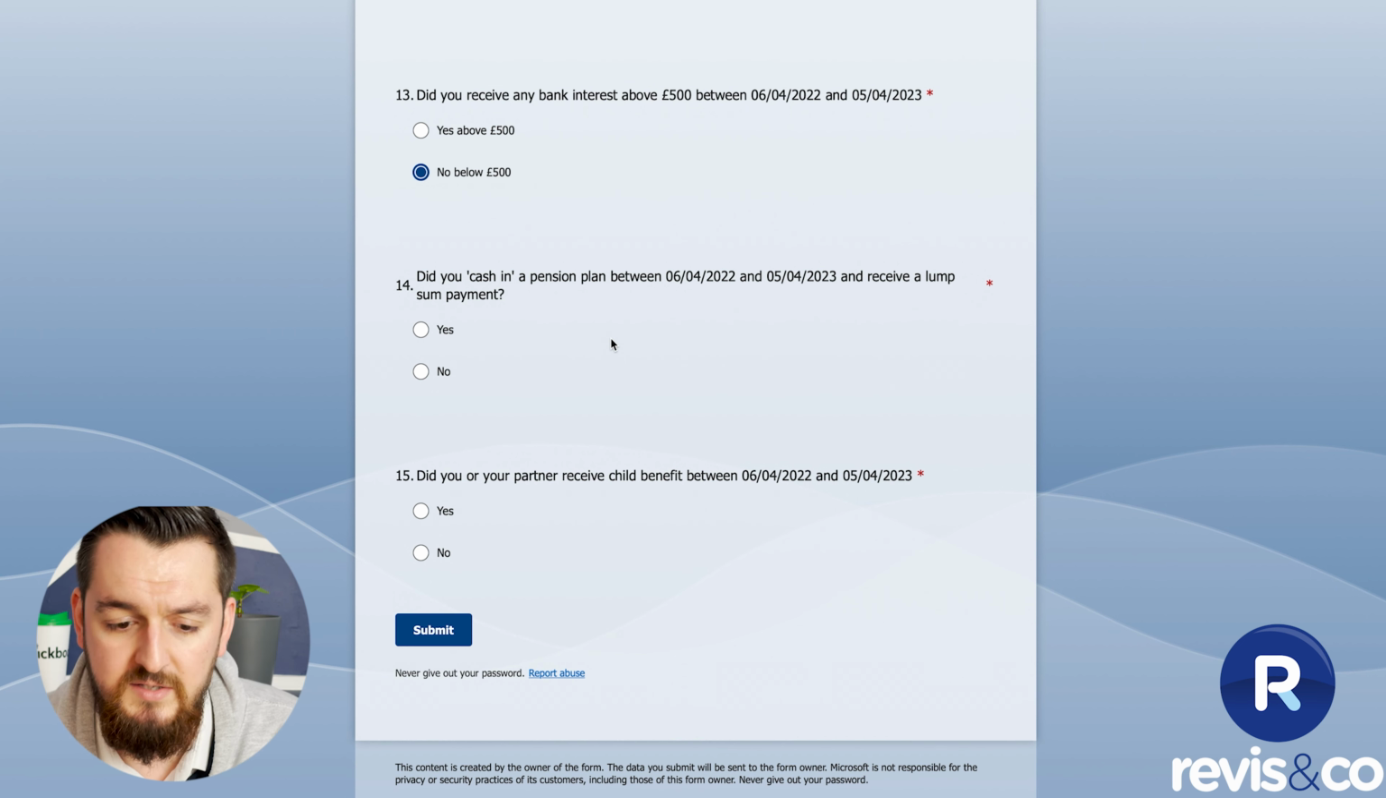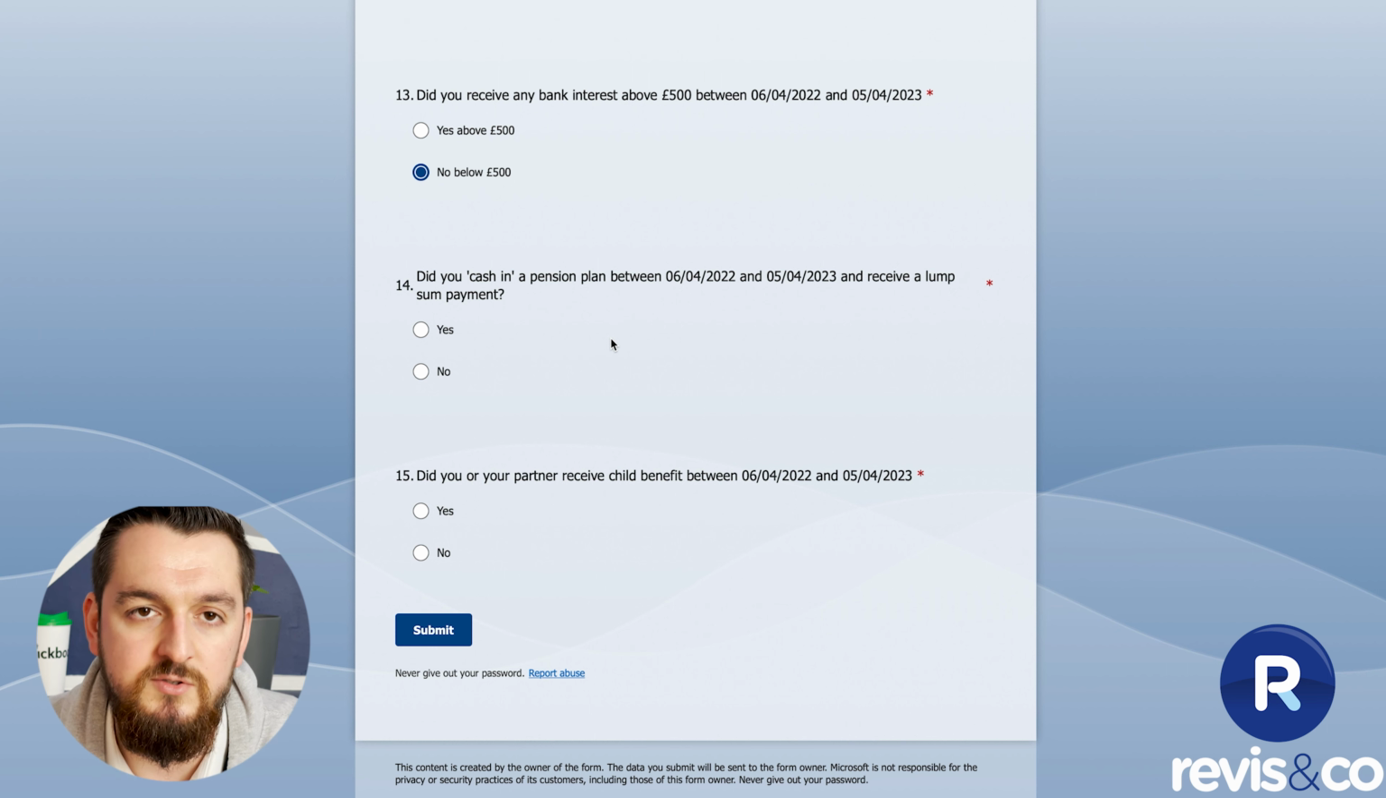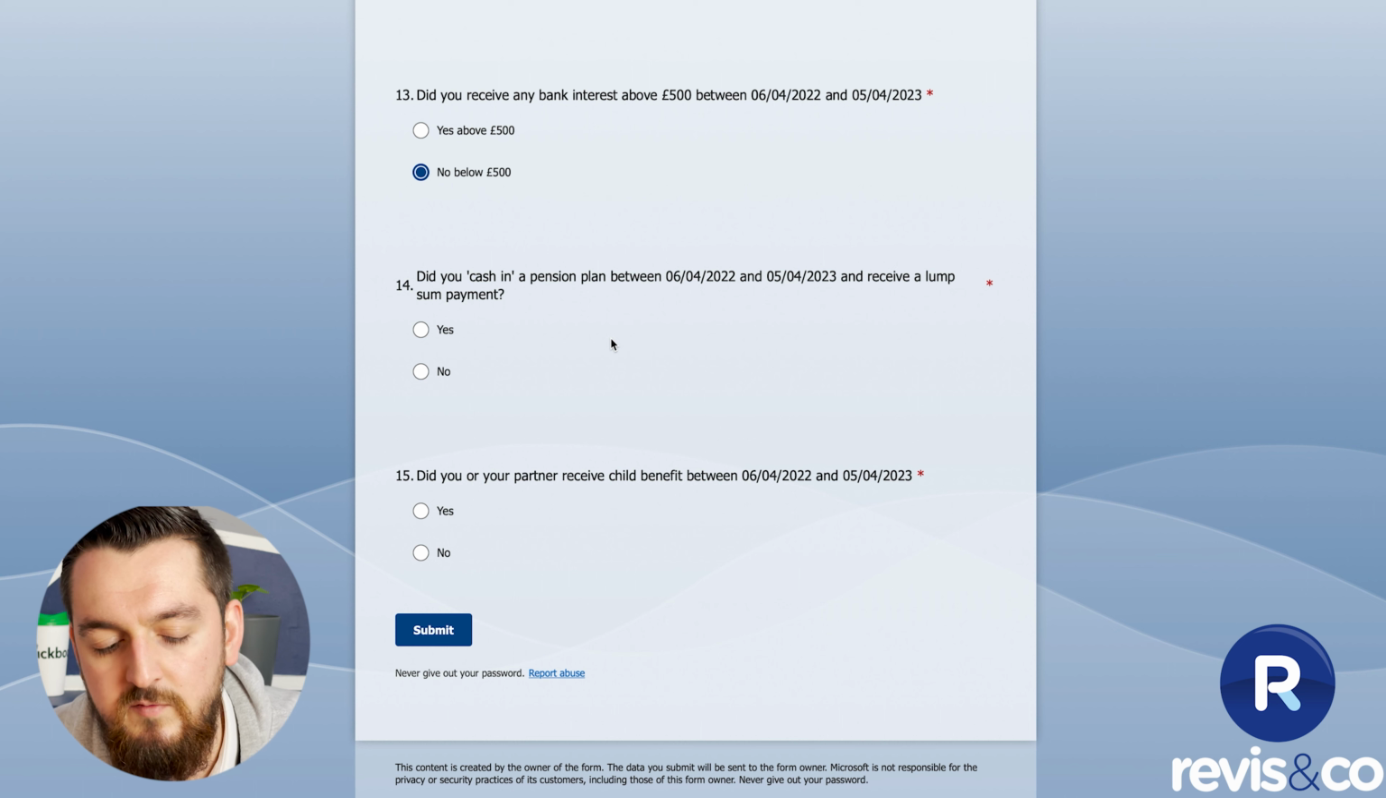Did you cash in a pension plan? So, receive a lump sum payment from a pension. Again, you will know if you receive that, because I'd like to think you would notice a lump sum of pension coming in, and then you'll just put yes or no. I'm going to put no.